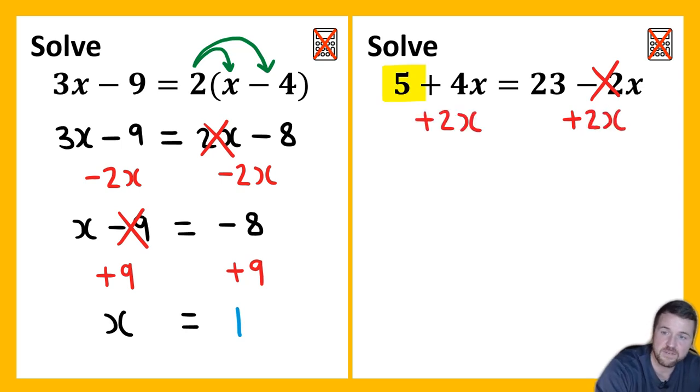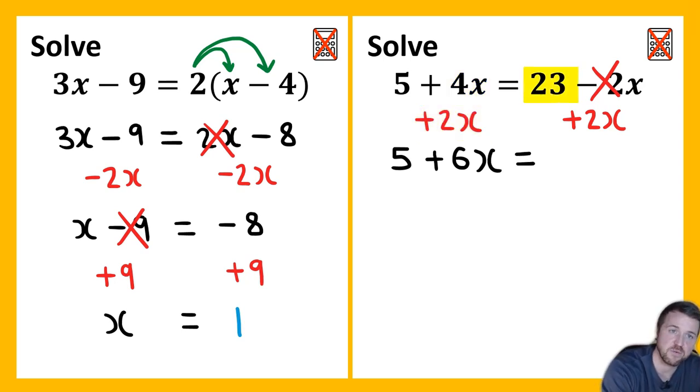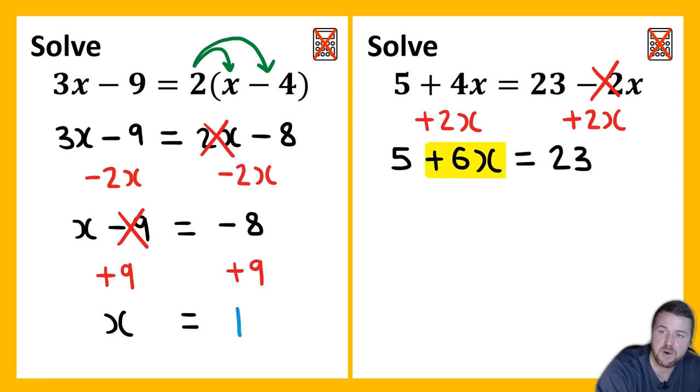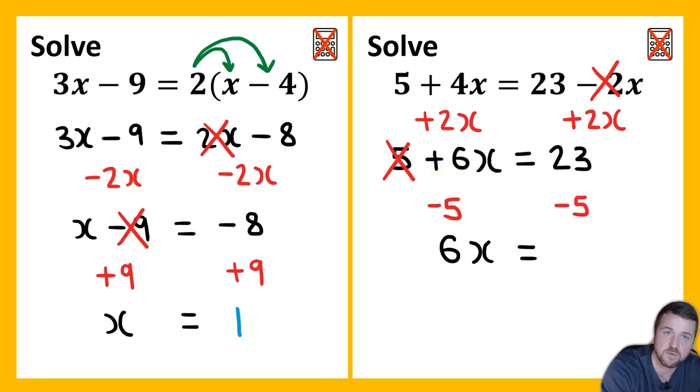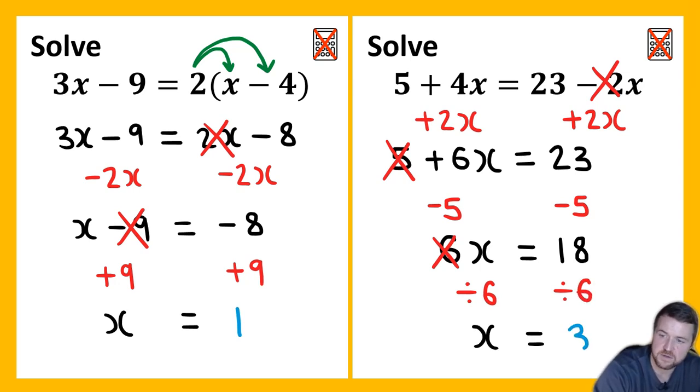We will still have 5 on the left-hand side, but collecting like terms, positive 4x plus 2x is positive 6x, and once I've added 2x to the right-hand side, I will just be left with this constant of 23. Now I have the variables isolated to the left-hand side, I can eliminate the constant. Since this is a positive 5, I will need to subtract 5. Therefore 6x will be equal to, and on the right-hand side, 23 take away 5 is 18. Lastly, dividing through by 6, giving me a solution for x of 18 divided by 6, which is 3.